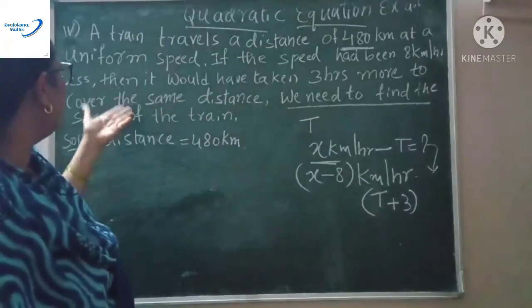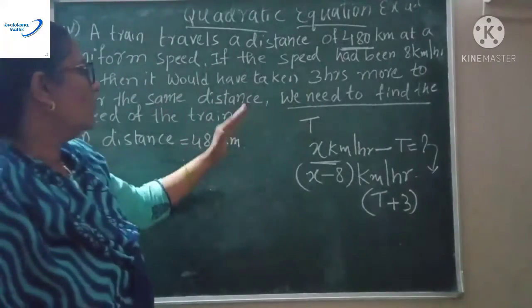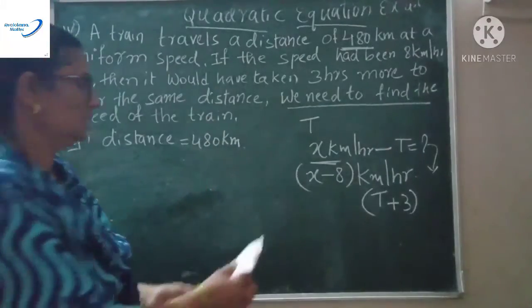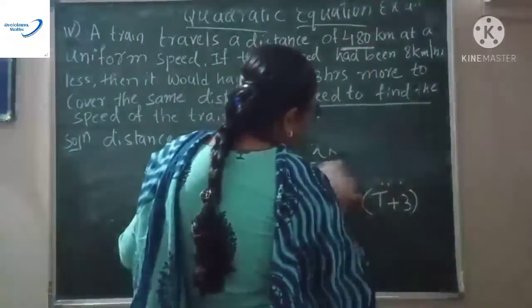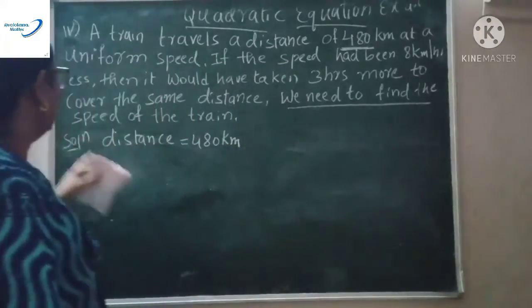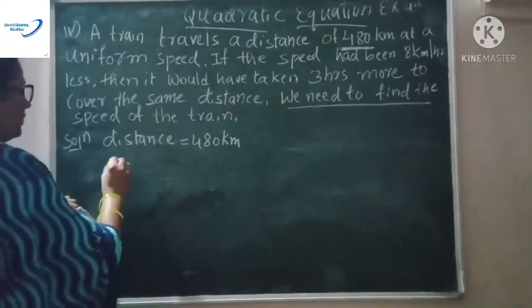What does it ask you to find? We have to build a relation between speed, distance, and time taken. We will solve this question. What is asked is that we need to find the speed of the train.